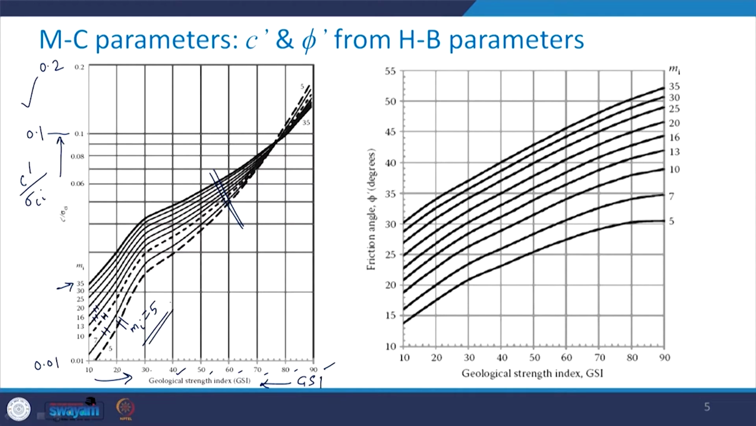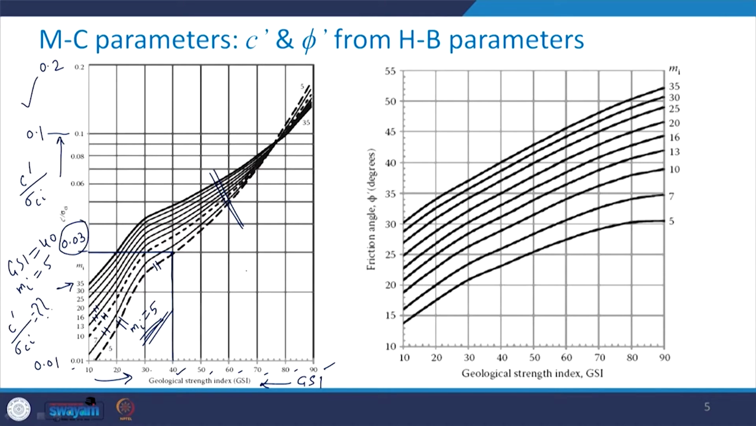So, for example, let us say that you have GSI as say 40 and say mi is 5. Now, how can I find out C prime divided by sigma Ci? Take a look here, this is 40. So, I will draw a line from here and it is intersecting this curve which is corresponding to mi equal to 5 here. Then I join a horizontal line from this particular point in this fashion and see this is 0.01, this is 0.02. So, this will be corresponding to 0.03.